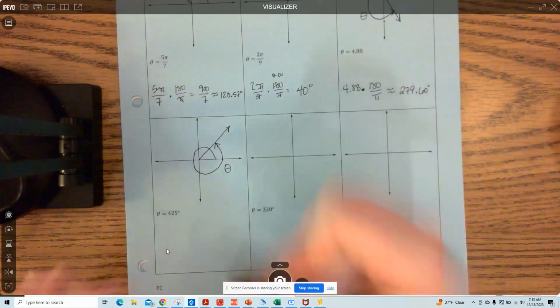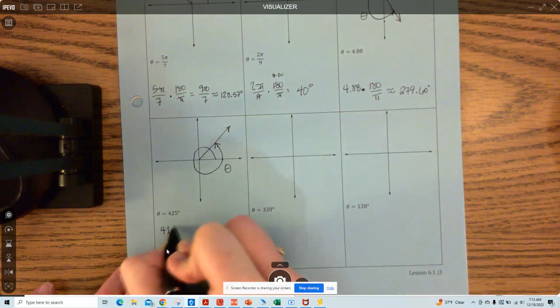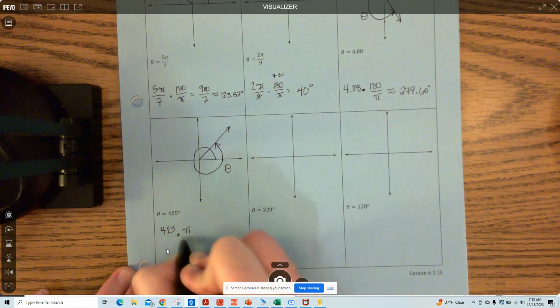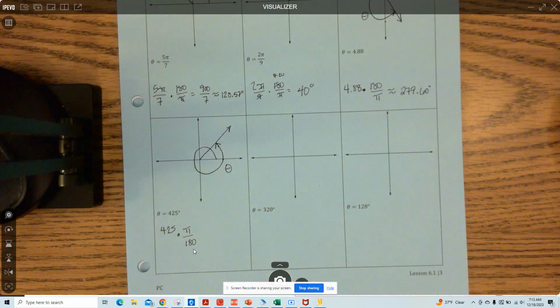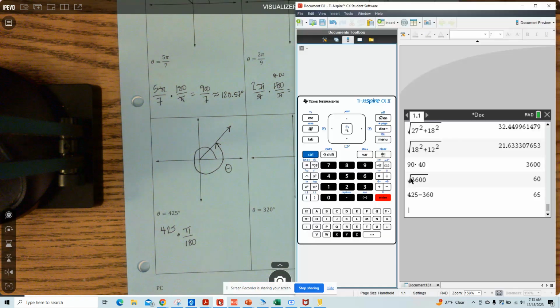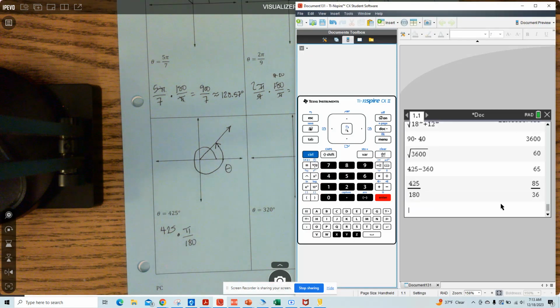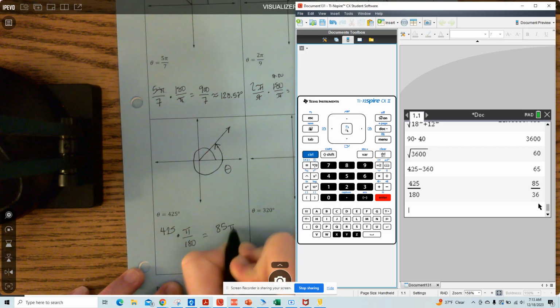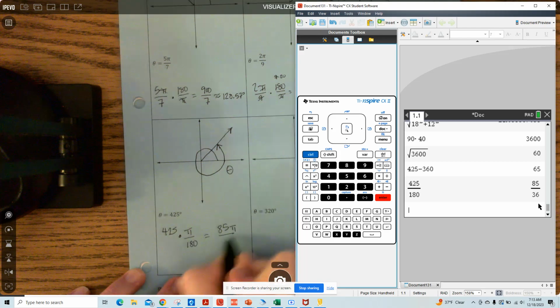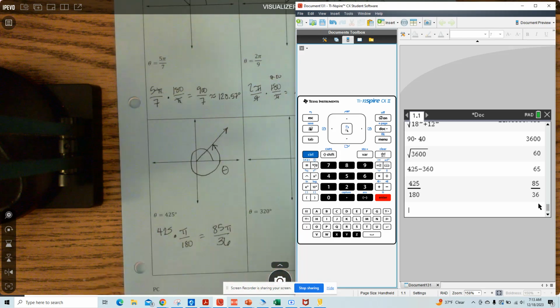Okay. So now we need to go the other direction. We need to turn this into radians. So this one, what I would do 425 over 180. I'm going to leave pi out of it in my calculator. I'm just going to do 425 over 180 and see if it simplifies. It does. And so this one is going to be 85, and then I can just tack the pi onto the top over 36. That would be the radian measure. Okay.